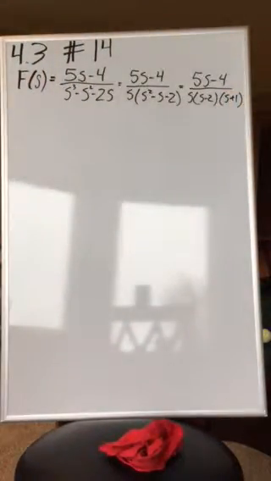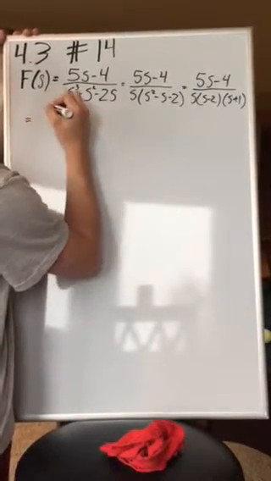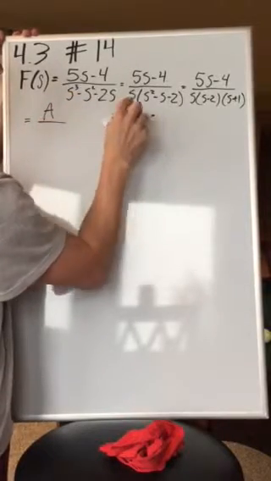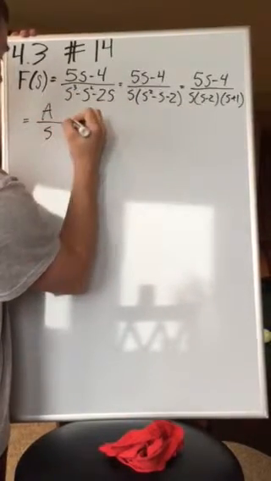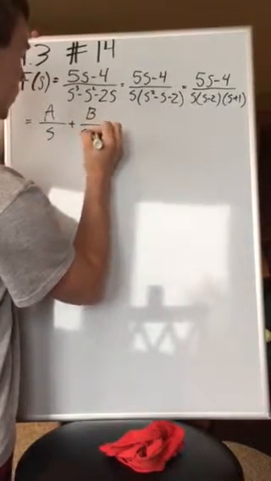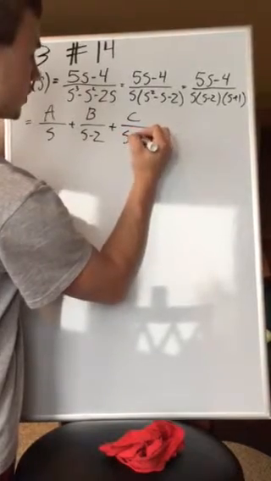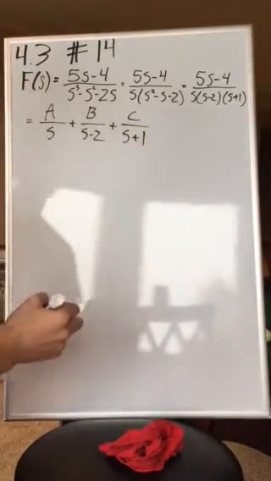From there, we can go right into partial fractions to try to solve this. So we're going to have A, B, and C. This is going to be equal to A over s, plus B over s minus 2, plus C over s plus 1, and that'll be it.